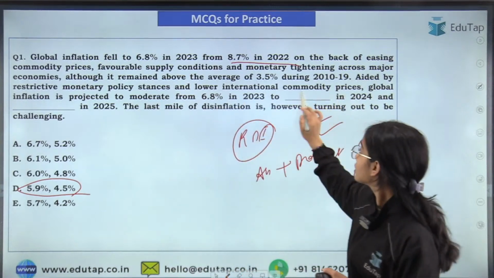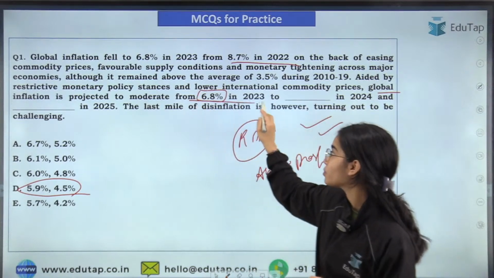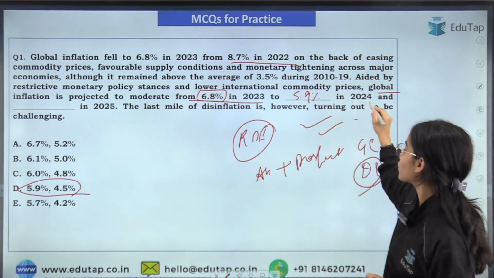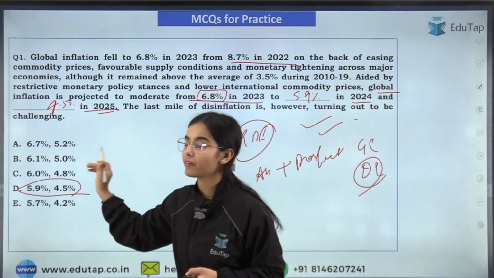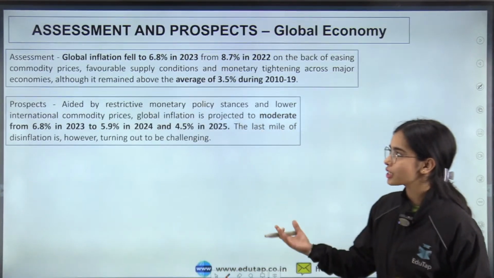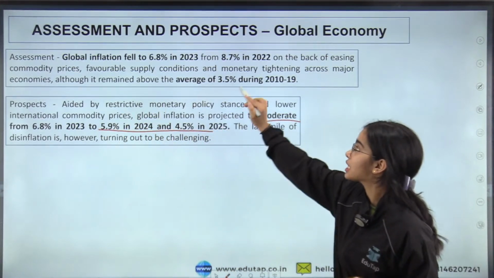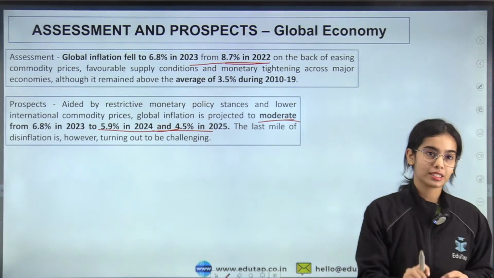Here, global inflation is projected to moderate from 6.8% in 2023 to 5.9% in 2024 and 4.5% in 2025. So this is absolutely correct. All the people who have given D as the right answer, that is correct. These are the important data points you have to remember: the assessments as well as the projections, from the exam point of view.